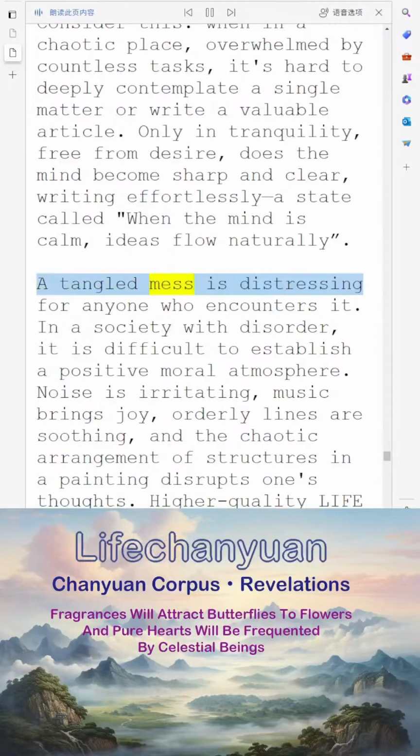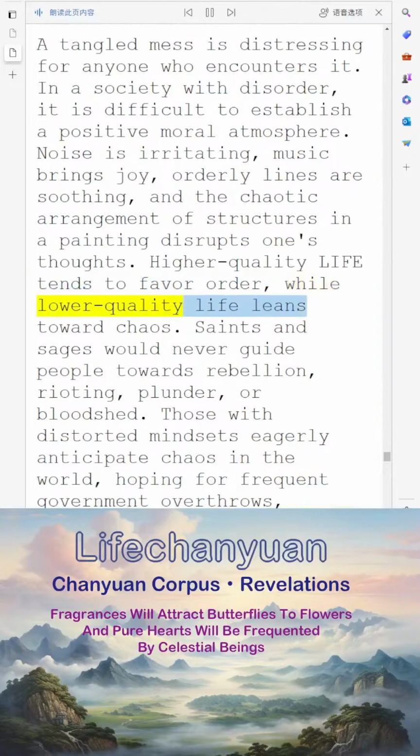A tangled mess is distressing for anyone who encounters it. In a society with disorder, it is difficult to establish a positive moral atmosphere. Noise is irritating, music brings joy, orderly lines are soothing, and the chaotic arrangement of structures in a painting disrupts one's thoughts. Higher quality life tends to favor order, while lower quality life leans toward chaos.